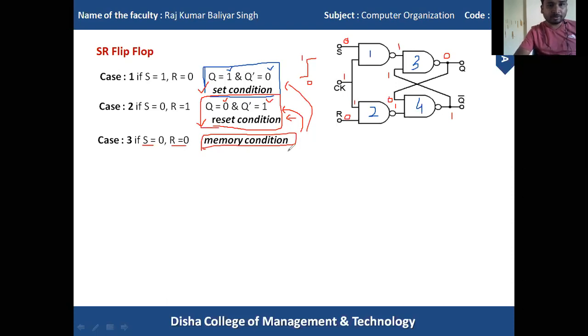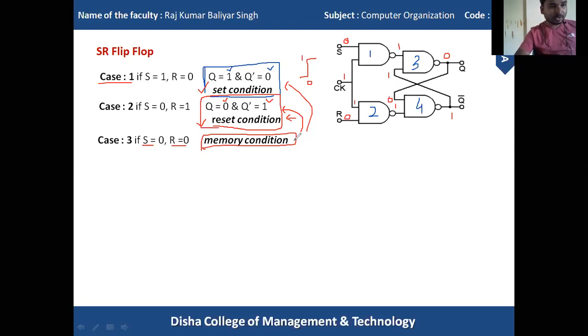Clear? Again, I would like to repeat here. For case 1, we have S equals 1, R equals 0, and we get the set condition. For case 2, we have S equals 0 and R equals 1, and we get the reset condition. That means these two conditions are different from each other. Both conditions are not the same. But when we supply S equals 0 and R equals 0, we get any one of the previous two conditions. That means we are not getting a new condition here. So we are retaining the previous condition. That is called the memory state.